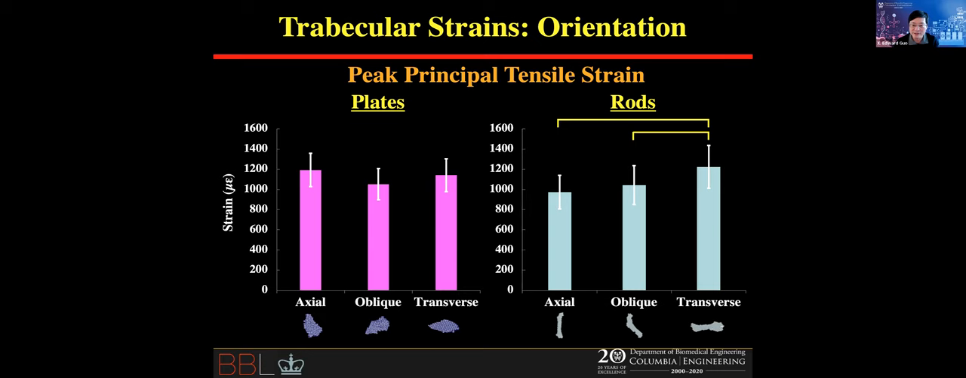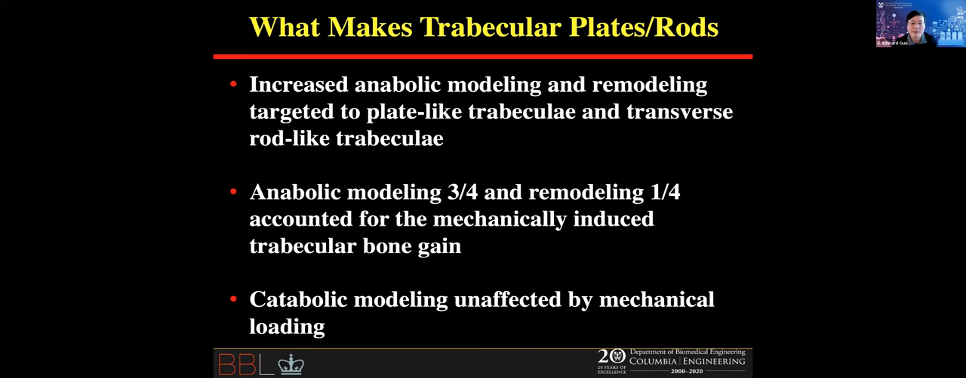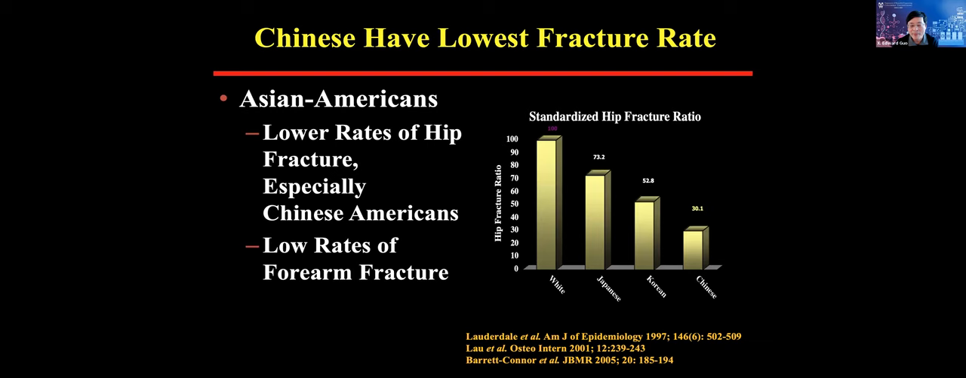And then the tensile strain in the transverse rods may activate bone formation in some rods, but the majority of bone formation is at the plate. So therefore the plate-rod difference is made because they have different mechanical loading here. So to summarize, the increased anabolic modeling and remodeling target plate-like trabeculae and also transverse rod-like trabeculae. So the anabolic modeling actually accounts for 3/4 and the remodeling 1/4 of the mechanically induced trabeculae. So now you can see modeling and remodeling are not just doing the growth, they are actually processes going on here. And the catabolic modeling is not affected by mechanical loading.